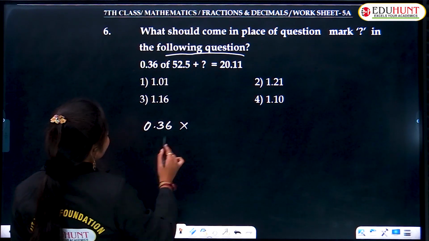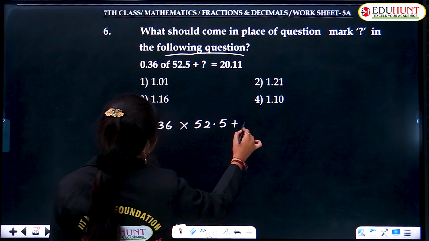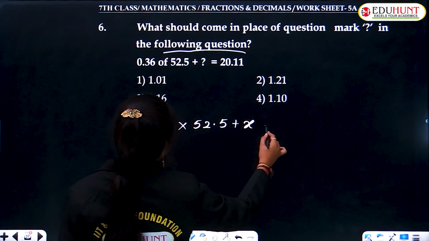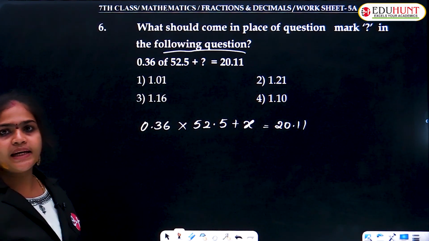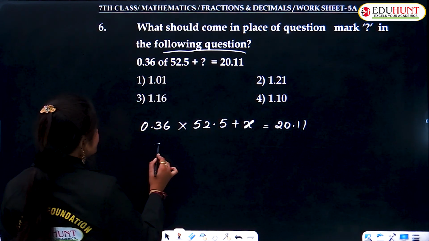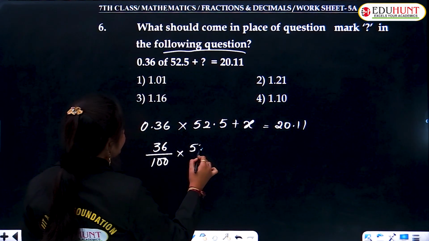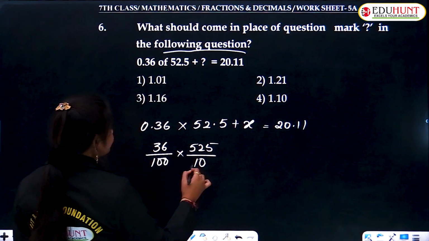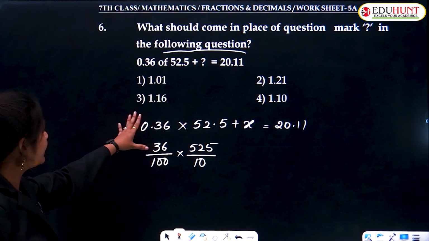0.36 of, where 'of' is nothing but multiplication, 52.5 plus nothing is given, so let it be some x, which is equal to 20.11. Okay, just take the product of these two numbers: 36 by 100 into 525 by 10. Don't do any cancellations, just directly take the product.